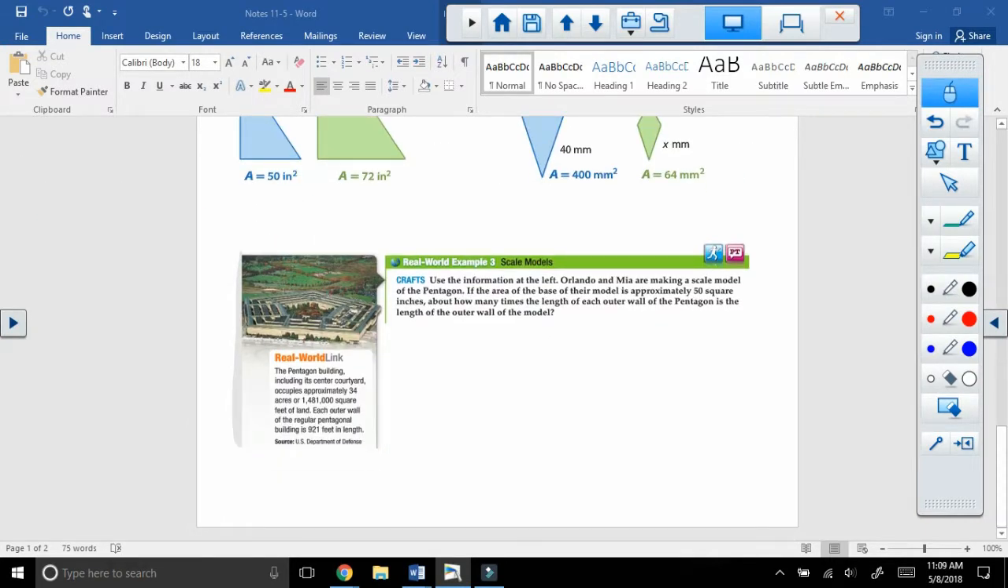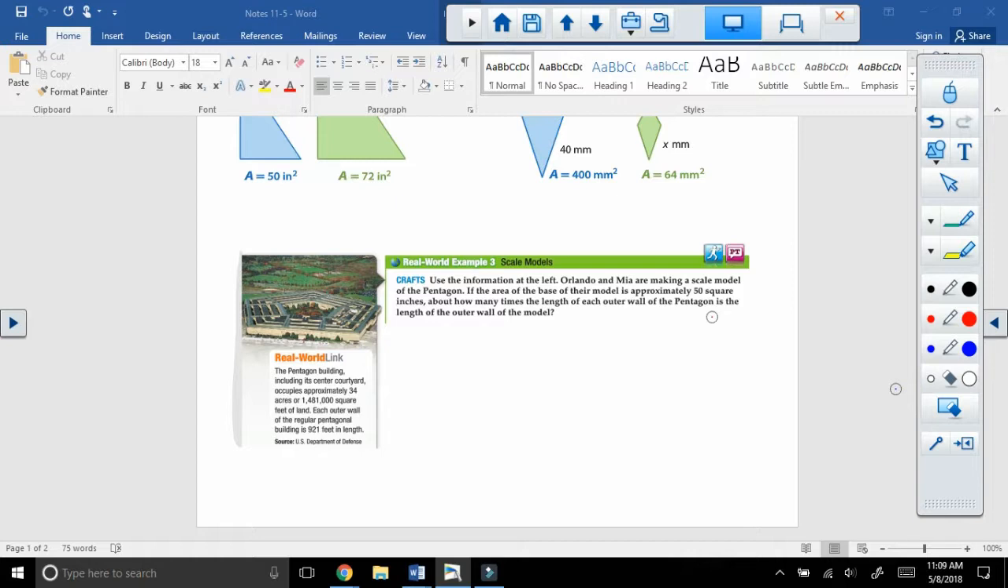We have this pentagon. I'll read it so that it's in the video too. It says the pentagon, including its center courtyard, occupies approximately 34 acres or 1,481,000 square feet of land. Each outer wall of the regular pentagon building is 921 feet in length. So use the information on the left.